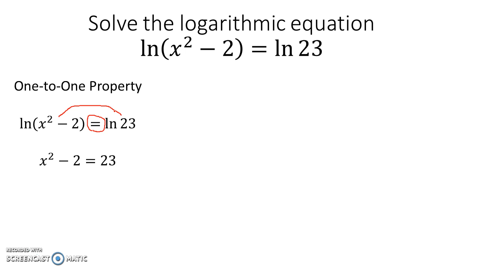So I'm just going to write x squared minus 2 equals 23. We will add our 2 to each side. We will take the square root. Now when you take the square root, don't forget there is a plus and a minus. So we've got plus or minus 5 is the solution. That's one way to look at the problem. Quite frankly, it's probably the easiest way to look at the problem.